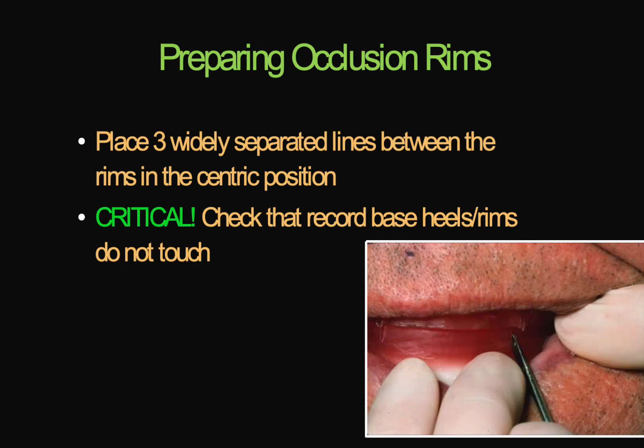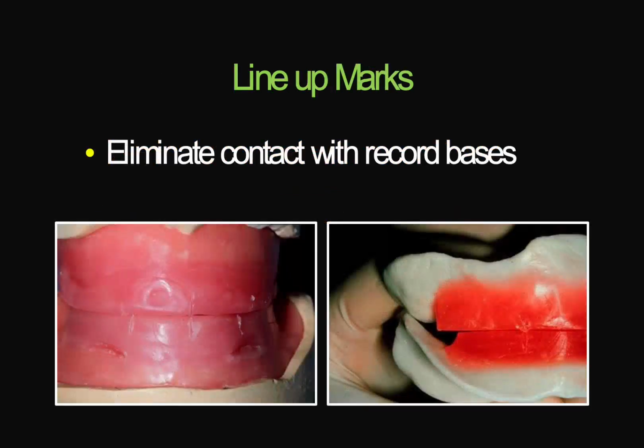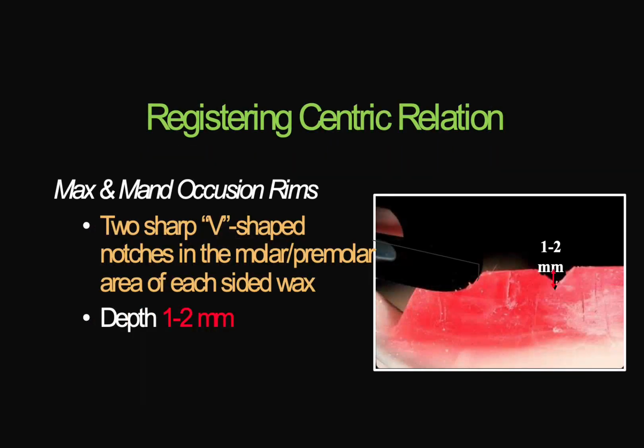Now moving on to the regular method of how horizontal jaw relation is recorded. Place 3 widely separated lines between the rims in the centric position. It's very critical to check that the record bases or heels are not touching each other at the rear position. Mark the lip line marks, and eliminate the contact with the record bases.